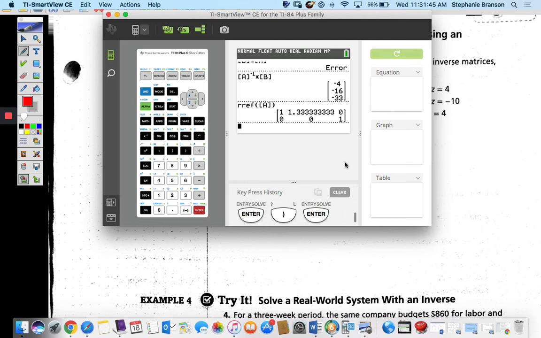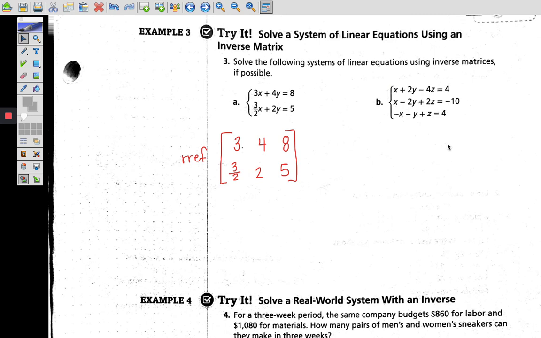and hit enter. So normally you would have a 1 here, a 0 here, a 0 here, and a 1 here, and it would tell you your answer in the last column. But because this has a 1.33, that means that there is no solution, and both of these are 0. So for number 3A, your answer is going to be no solution.